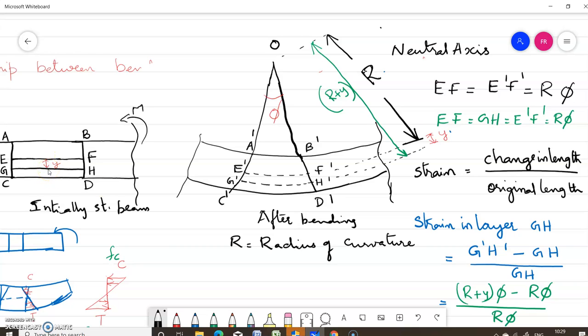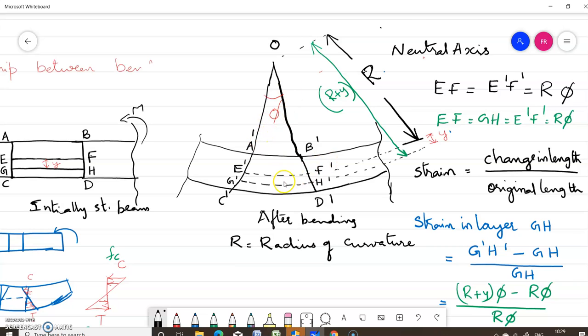Figure 4.3b shows the same portion after bending. So this is the portion A, C, B, D after bending. Let R be the radius of curvature and phi be the angle subtended by C dash A dash and D dash B dash at the center of radius of curvature.